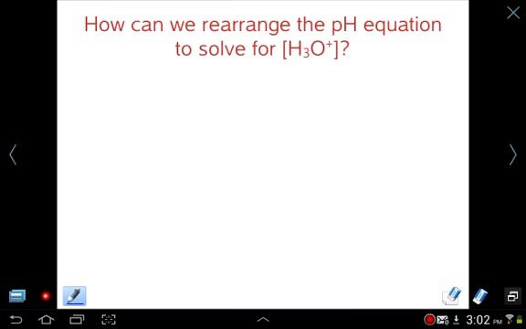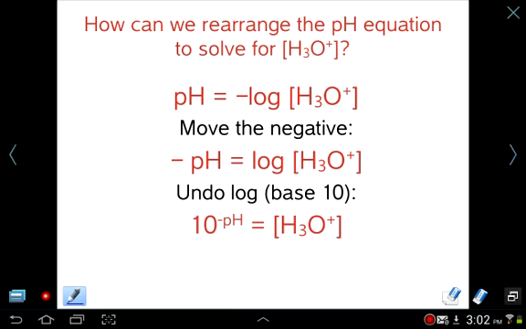What if we go backwards? Now, like any other equation, it can be rearranged to give us the opposite solution. So here is our pH equation. We're going to rearrange it to solve for H3O+. And first, let's move the negative to the left side by multiplying both sides by negative.